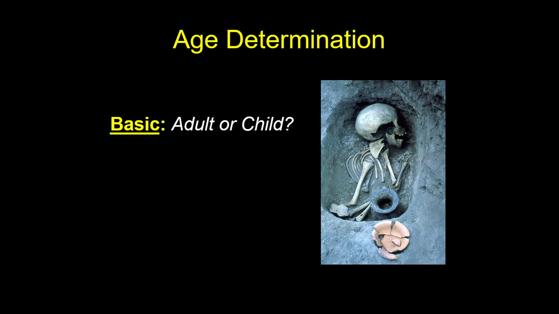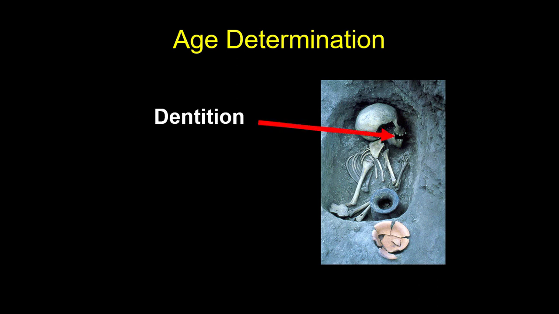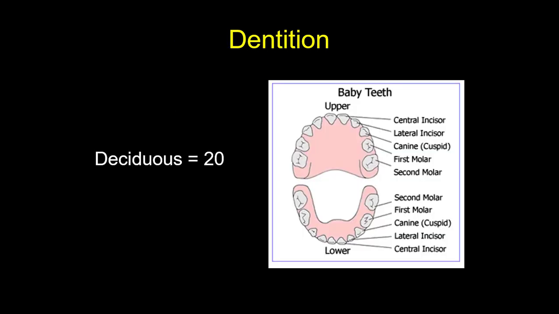Now, one of the most basic questions is, do I have a child or do I have an adult? The dentition provides great clues into the age of an individual. Now, you probably know that children have fewer teeth than adults. Their deciduous teeth come in one at a time, and they only have 20 by the time they're age 5. When they fall out, they get replaced by your permanent dentition. 32 teeth are the number in adults.